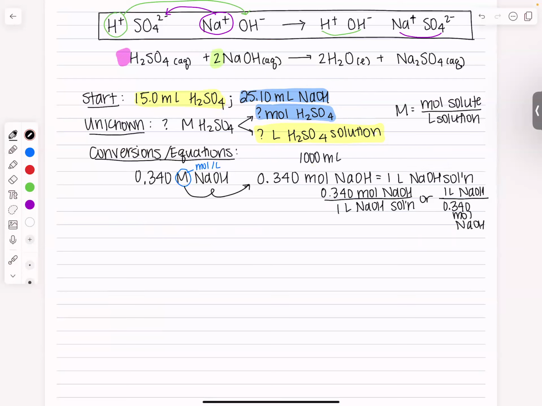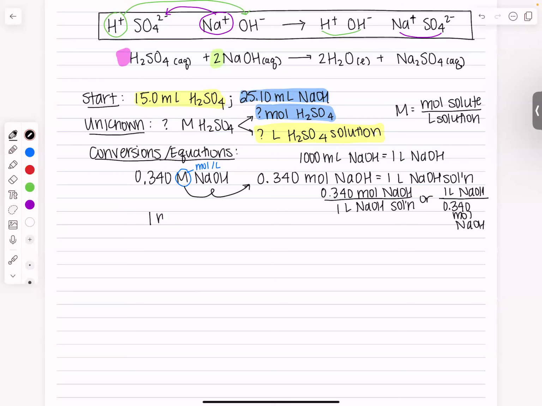Whatever conversion you want, just write that conversion. I'm doing a lot more than you might do just to help show you where I'm getting all of this from. So milliliters of NaOH take me to liters of NaOH. Liters of NaOH take me to moles of NaOH. Now I need to connect moles of NaOH to moles of H2SO4, sulfuric acid, and that's where my mole ratio is going to come into play.